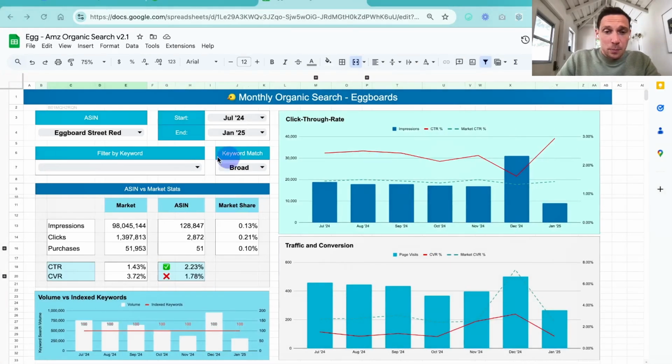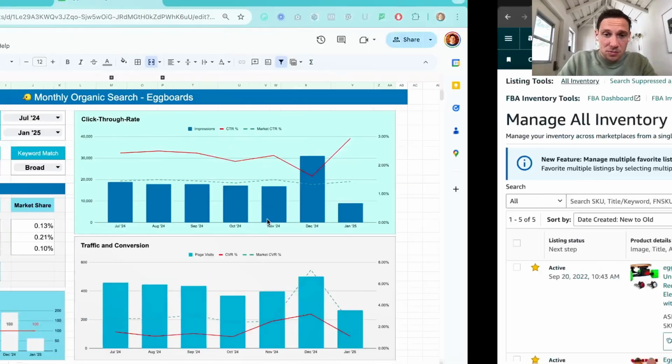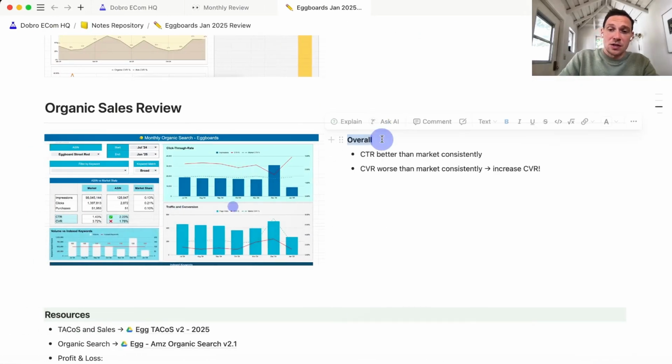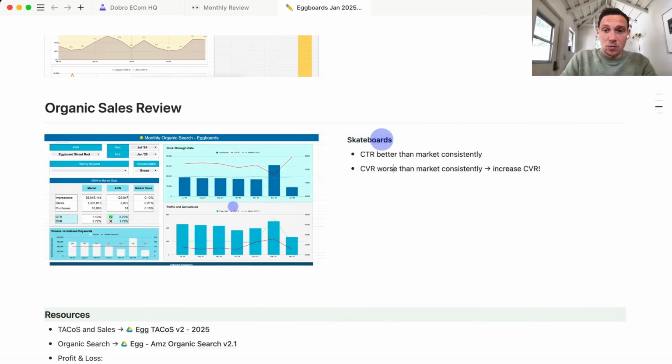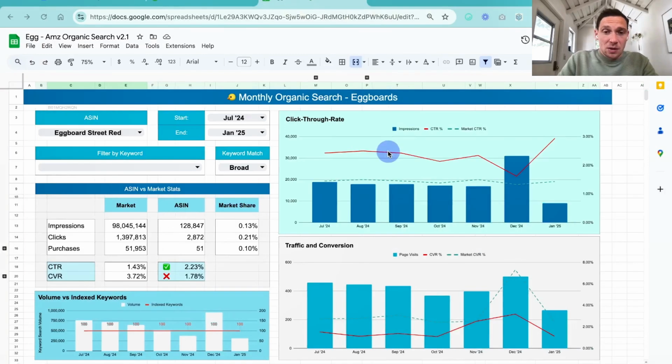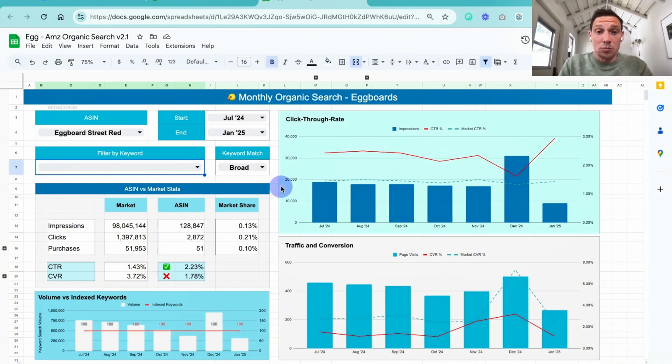Now, what this spreadsheet, actually this is not overall, this was a mistake because here we just go by product. So this is for what concerns the skateboards. What we can do in this, and you can see it here, we can filter by keyword. So we can have these statistics specific for a keyword or a keyword family. So for example, one thing I always do is see how I'm performing for branded keywords.